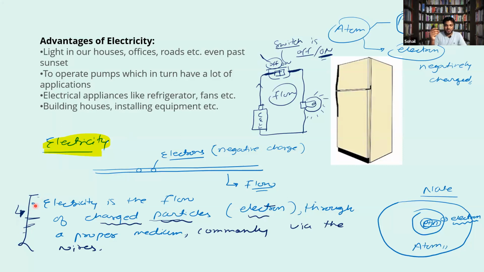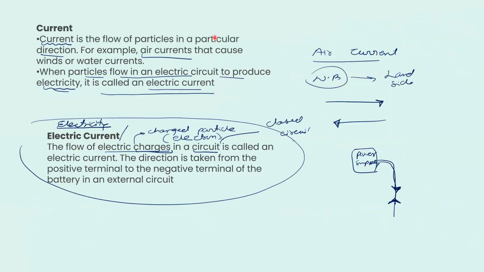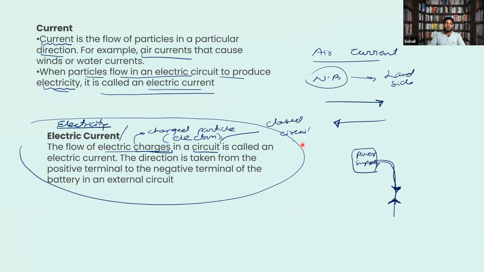So different types of electrical appliances like the refrigerator, fan, or different types of light bulbs, lights in our houses, offices, roads, these are all due to electricity. Whether you have to operate pumps, all those different electrical equipments require electricity in order to operate, right?